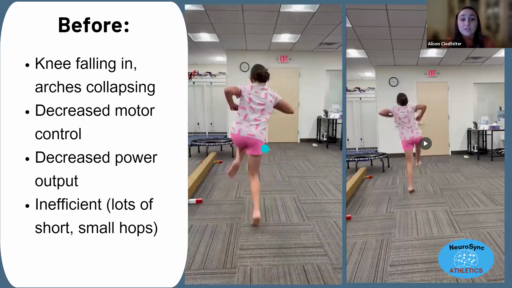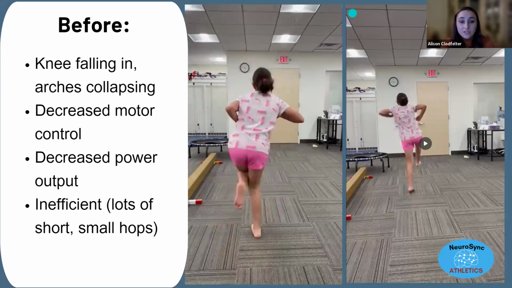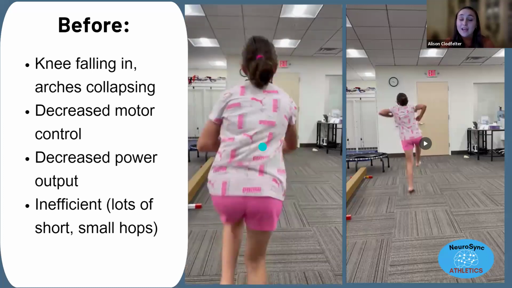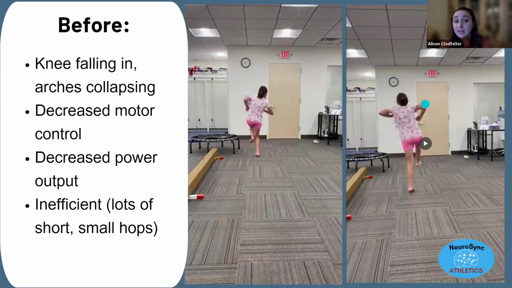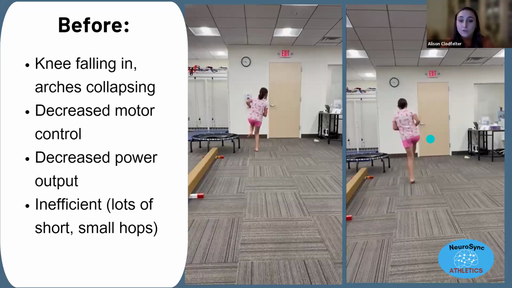She also has decreased power output. So see how short and choppy these little hops here are. So she's not able to produce a lot of power with each jump. And that is making her jumping and hopping inefficient. So she's doing lots of short, small hops. So I'll play this one too.